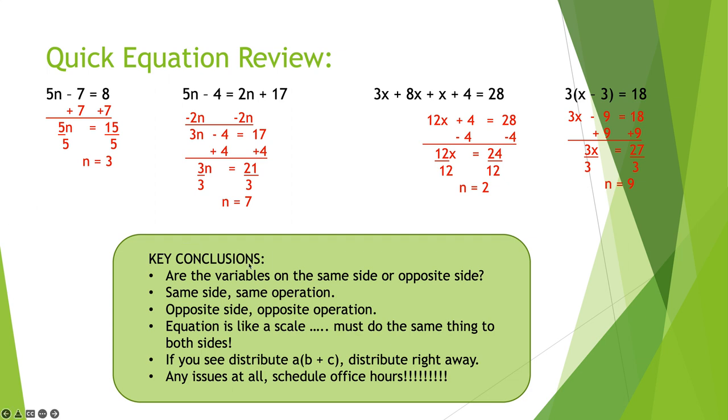If you see a number outside the parentheses, like this a and the b plus c, or in the last question, the 3 and the x minus 3, just distribute. Do it right away, get it over with. Yes, it's possible to do it without distributing right away. Let's not even go there. For now, we'll just distribute it and get it out of the way. Here's the key, okay?